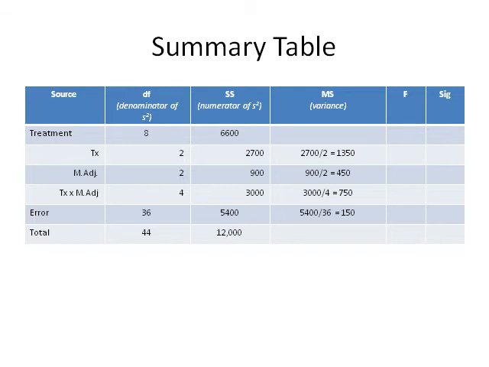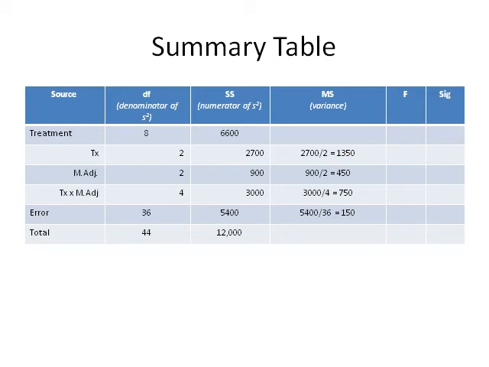Thus, the mean square for the main effects is computed by dividing their sums of squares by their respective degrees of freedom. Thus, 1200 is the variance associated with the type of treatment, and 600 is the variance associated with marital adjustment. The MS for the interaction term is obtained by dividing its sums of squares by its degree of freedom. Thus, 750 is the variance associated with the effect of the interaction. Finally, MS for error is computed by dividing sums of squares error by degrees of freedom error.